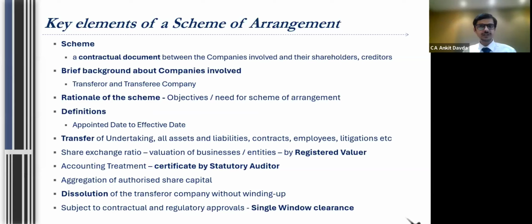Then, dissolution of the transferor company without winding up. What happens when the scheme gets effective on the effective date? The transferor company will cease to exist. In the sense, it will dissolve without the winding up process. The scheme is a single window process, so you don't need to follow a separate winding up process for that. Once all procedures are implemented, the transferor company stands dissolved without the winding up process.